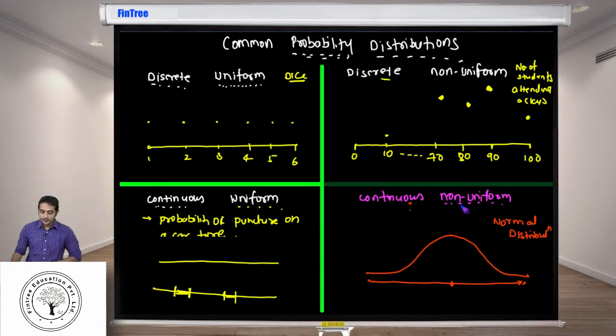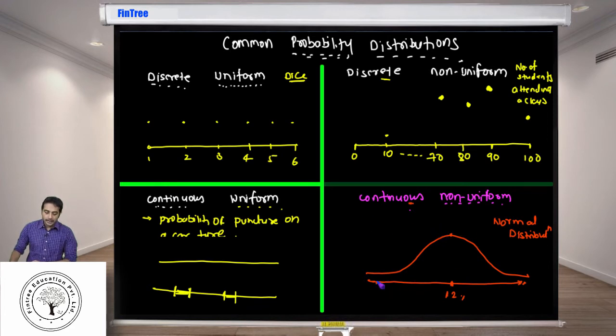Continuous, non-uniform. It could be anything. Many of the distributions in real life would be continuous, non-uniform. Think of average returns earned on a stock. Maybe certain stocks will on average give you a return of 12%. So what is the probability of having a return of 12%? That's a very high probability here.